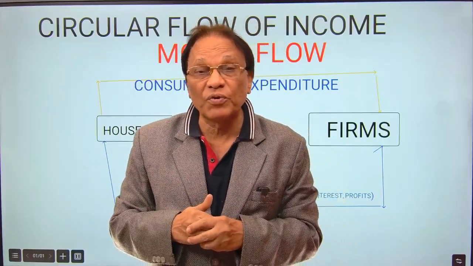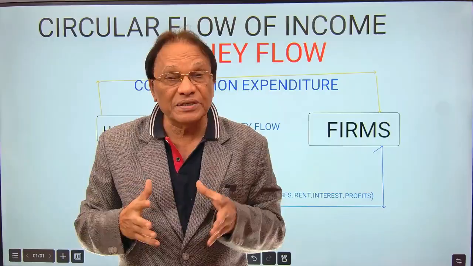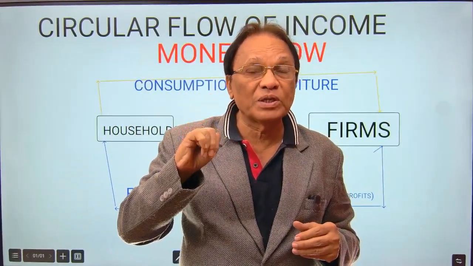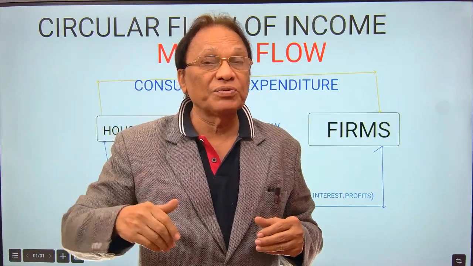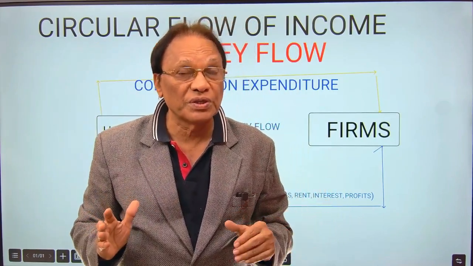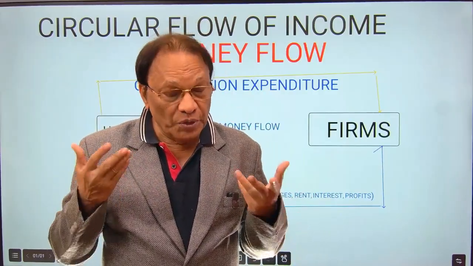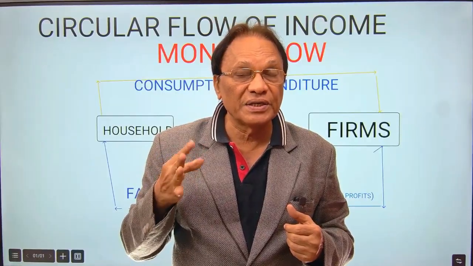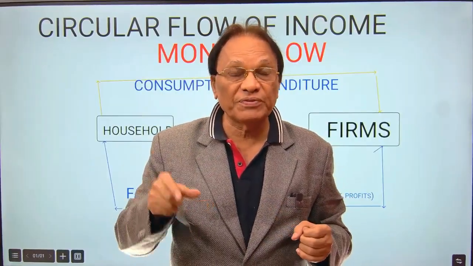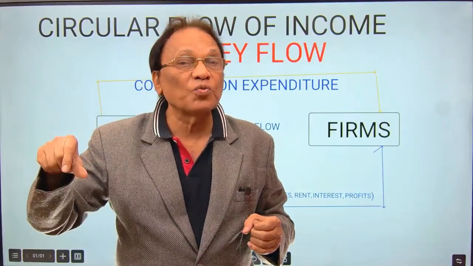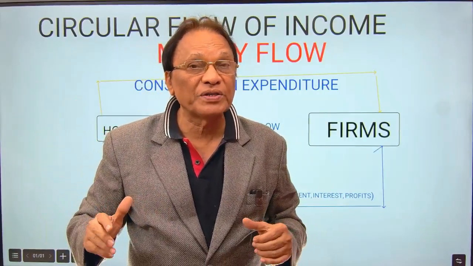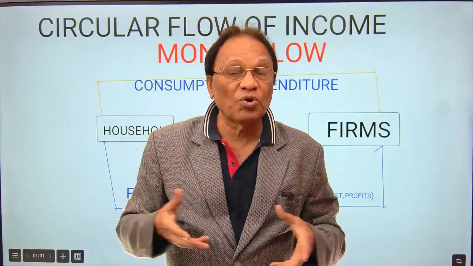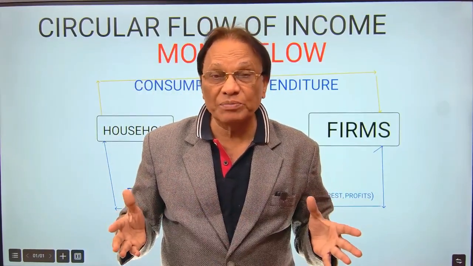What exactly is money flow? Households, the owners of four factors of production, provide their factor services to the firms to produce goods and services. The firms produce goods and services, sell them, and pay the households rent, wages and salaries, interest and profits. Money flow is taking place from firms to the households, and households spend that money as consumption expenditure. From households to firms, money flow is taking place. That's why it's called circular flow of income.